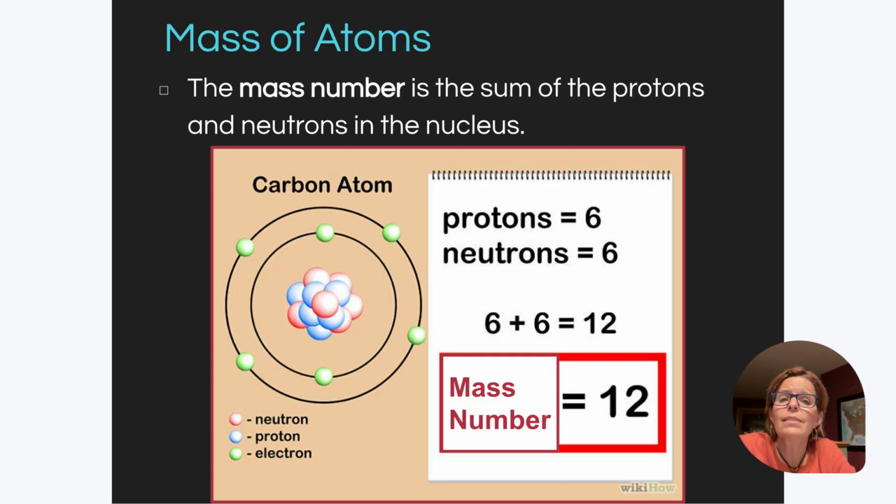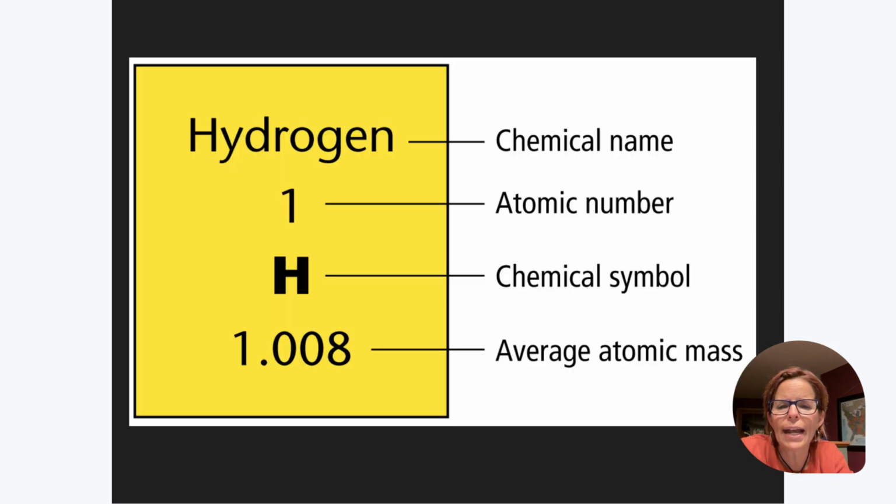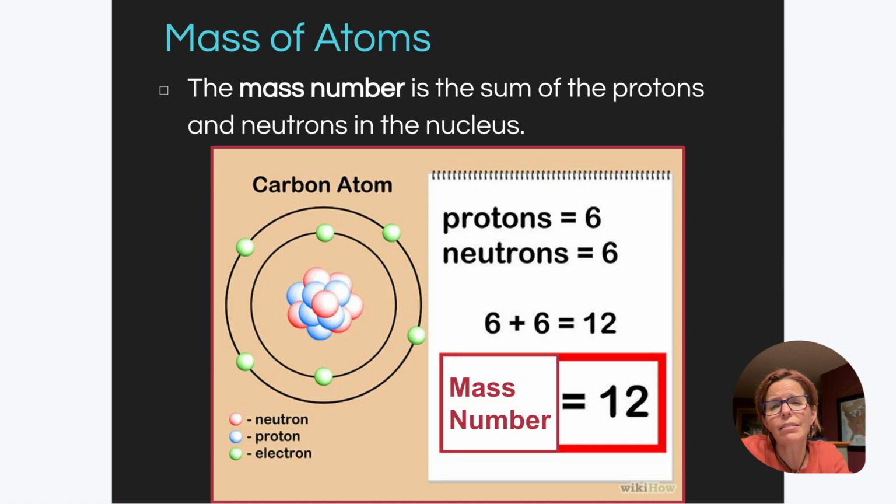Okay, so now let's get into a little bit more about why the average atomic mass is a decimal. If it's just protons plus neutrons, that should be a whole number, but it's an average. How do you calculate that average? It's actually called a weighted average. So one more time, the mass number is the sum of the protons and neutrons in the nucleus. Take a look at this diagram. We've got a carbon atom. It has 6 protons. It has 6 neutrons. So we say its mass number is 12. That's a whole number. That's really easy.